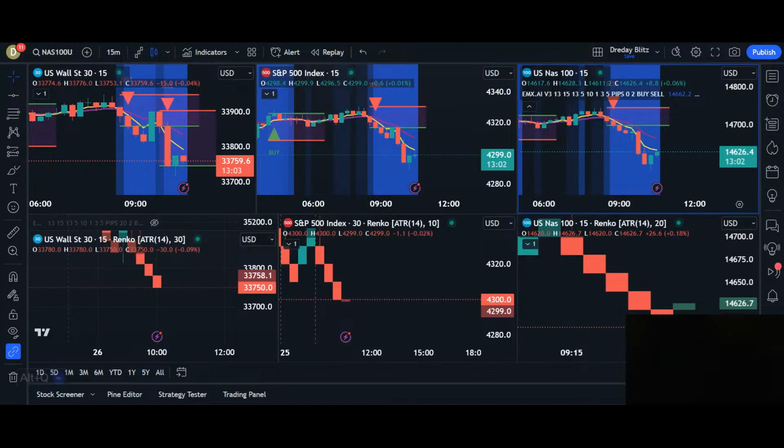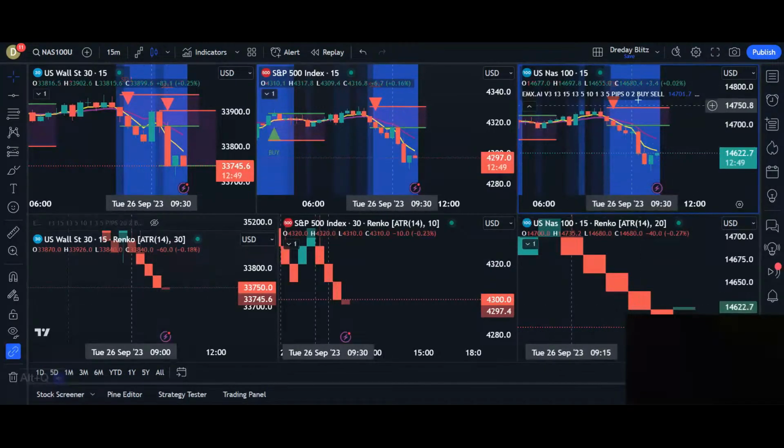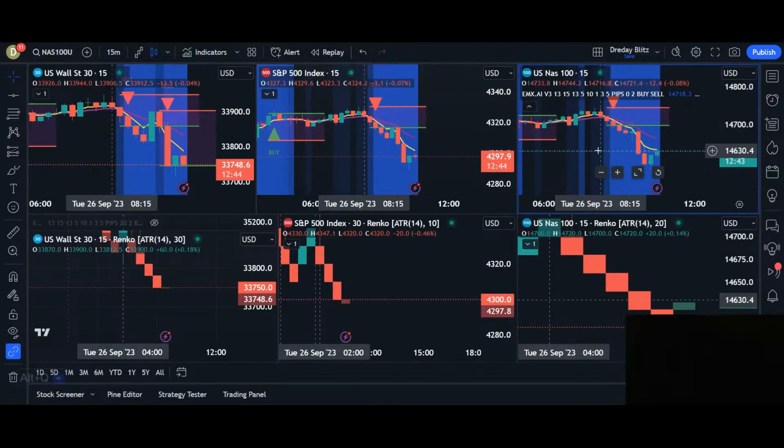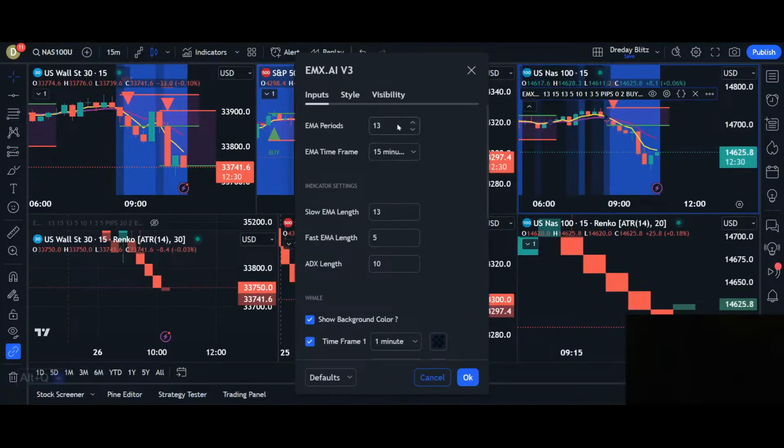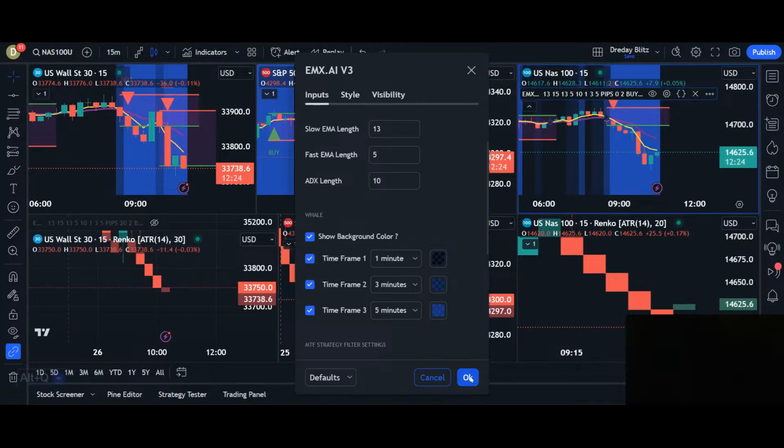Okay, so I'll show you exactly how to do it. So let me go back on the chart. I'm gonna give you an example on NASDAQ. So NASDAQ right now, the settings that we have on the 15-minute chart is here, right? So you make sure that you have the settings for the 15-minute. Okay, so that's exactly what you see here.